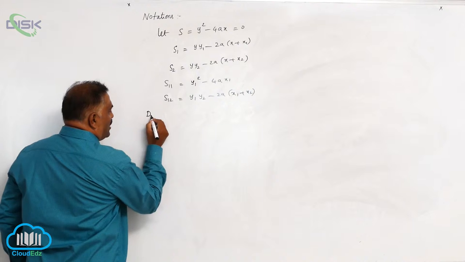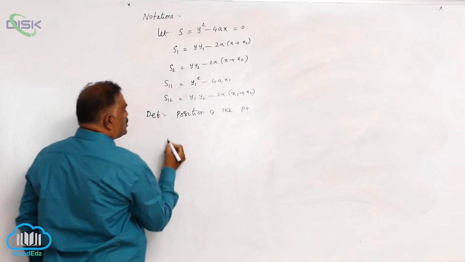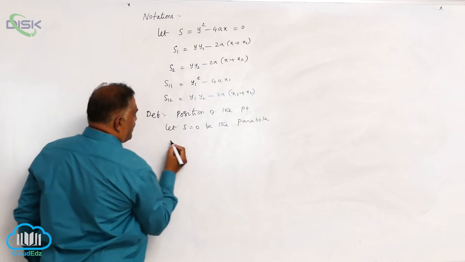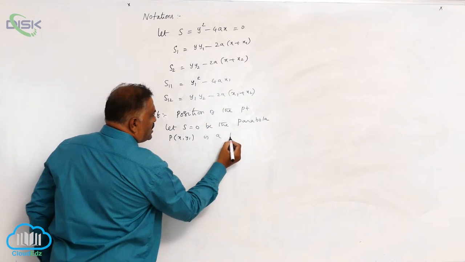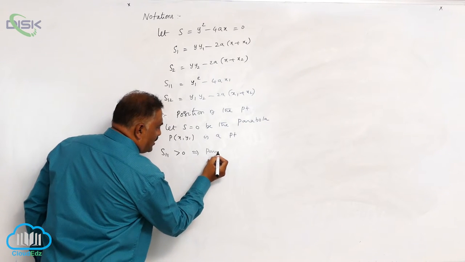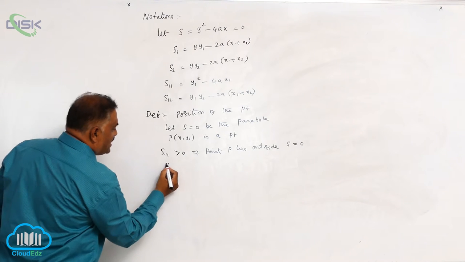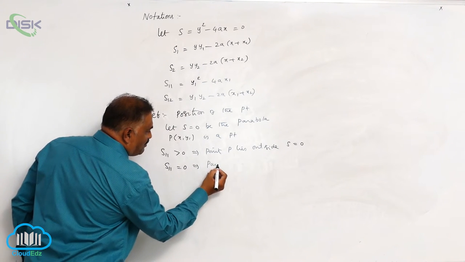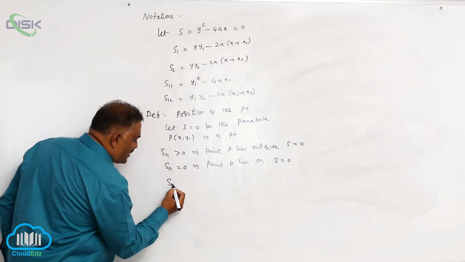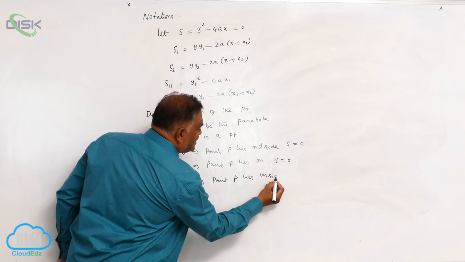Now we already know the definition. Position of the point P(x1, y1). Let S = 0 be the parabola and P(x1, y1) a point. As we discussed in the circles chapter, if S11 > 0, point P lies outside the parabola S = 0. S11 = 0 means point P lies on the parabola S = 0. If S11 < 0, point P lies inside S = 0.